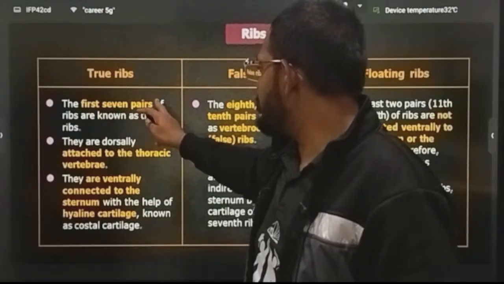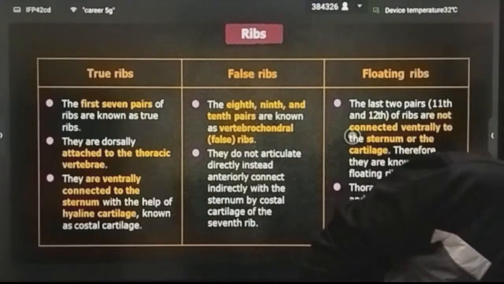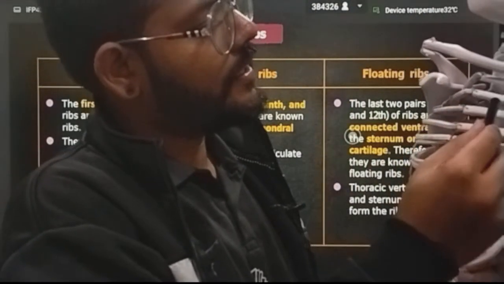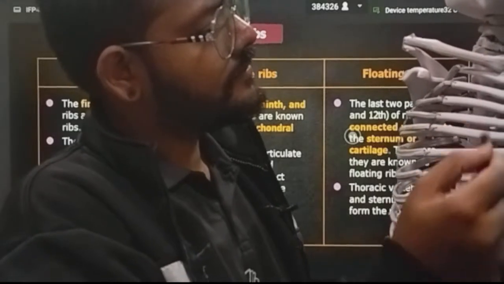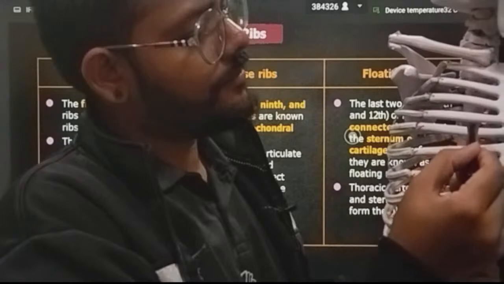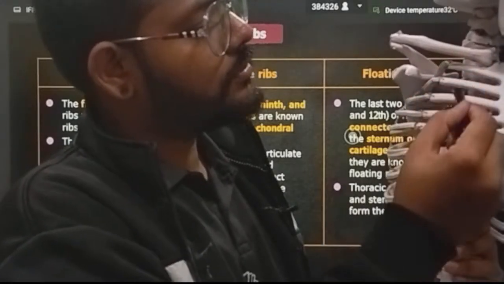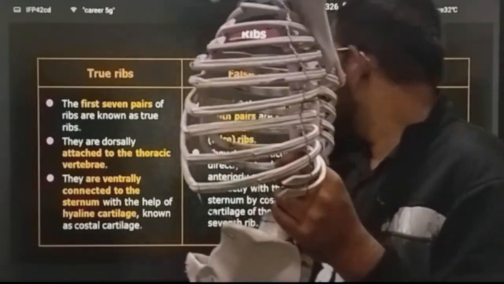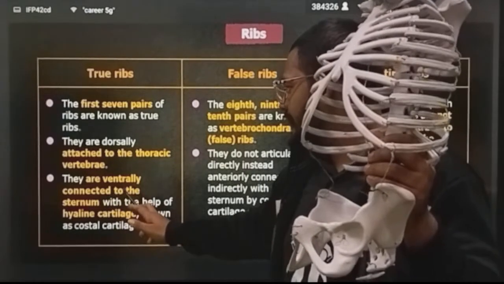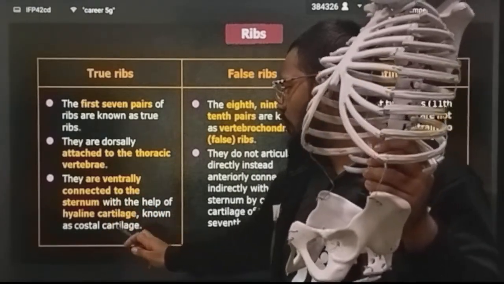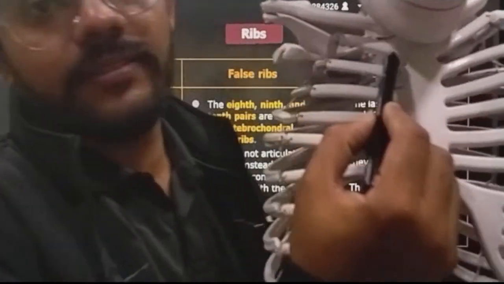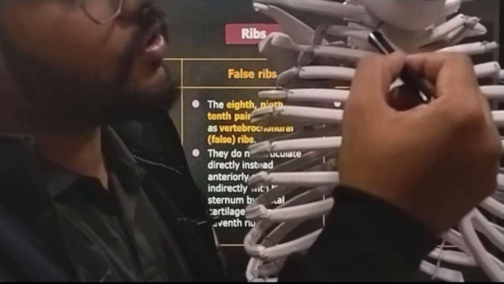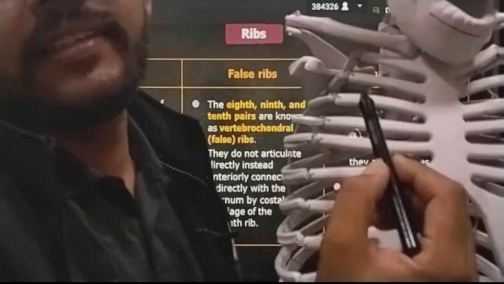True ribs: the first 7 pairs of the rib are known as true ribs. See here, first 7 pairs, 1 2 3 4 5 6 7, that is your true ribs. They are dorsally attached to thoracic vertebrae. They are ventrally connected to the sternum with the help of hyaline cartilage known as costal cartilage. This part which is attached to your sternum is attached with the help of cartilage known as costal cartilage, which is made up of hyaline cartilage.